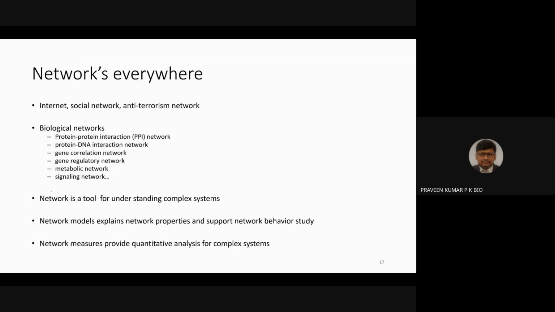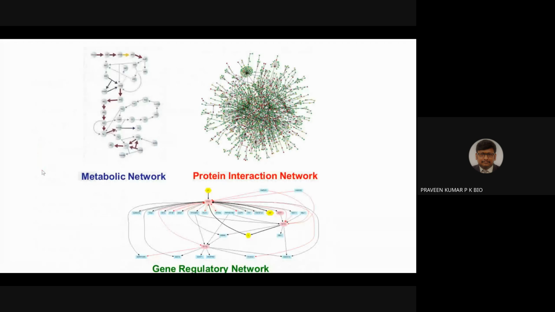As I previously mentioned, we have protein-protein interaction networks, also called PPI, protein-DNA, gene correlation, gene regulation, metabolic, and signaling networks. So how does a metabolic network look, and how does a protein interaction network look? This is a protein interaction network of yeast. More than 99% of the genes code for proteins in yeast, so you find large protein networks in yeast. So this is an example.